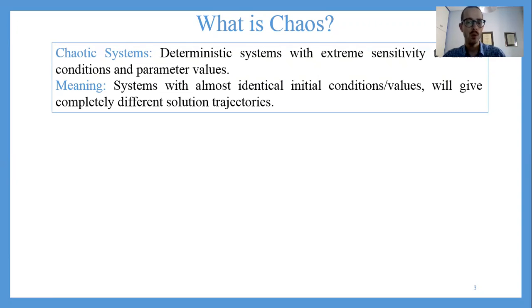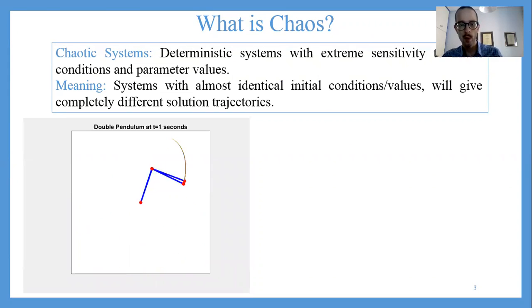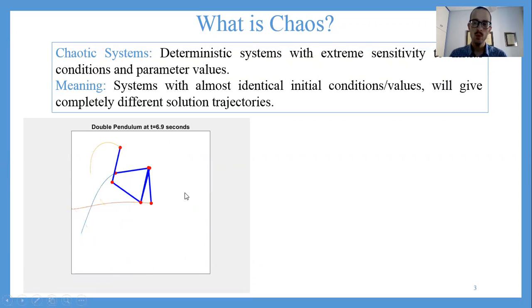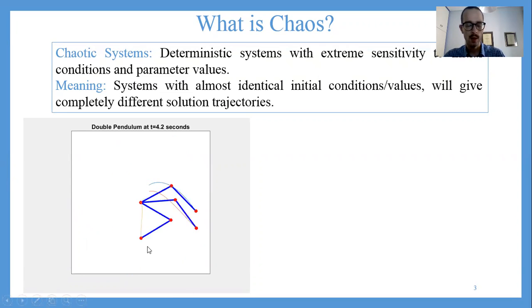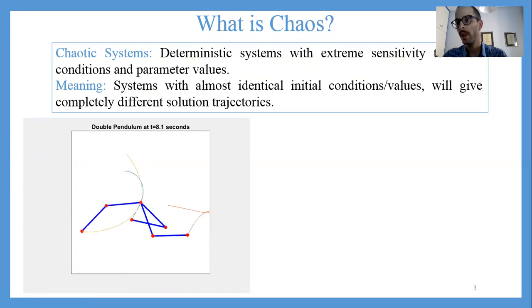Let me show you that with a simple animation. We have three pendulums starting from almost identical initial conditions, and you see what happens. Within 2 or 3 seconds, the trajectories of the pendulums diverge. See it again? From the second, the solutions are completely different. This is an indication of chaotic behavior.